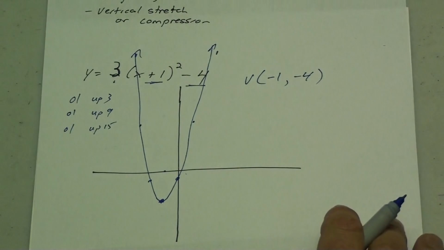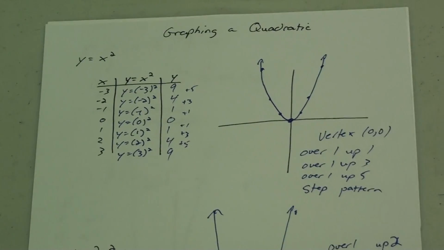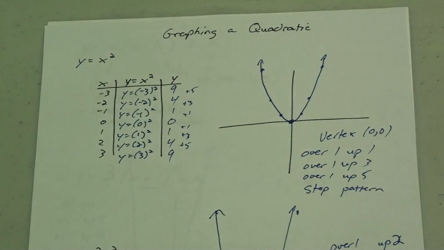There is the quadratic. This is a lesson on how to graph quadratics. It goes through all the step patterns and the movements based off what the original, most basic parent quadratic looks like.